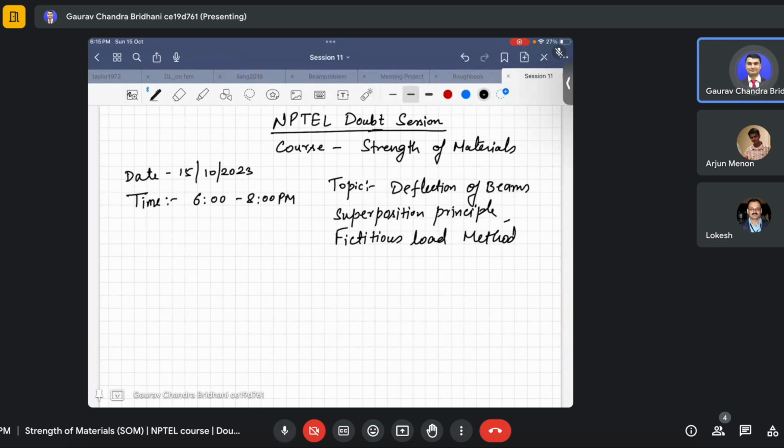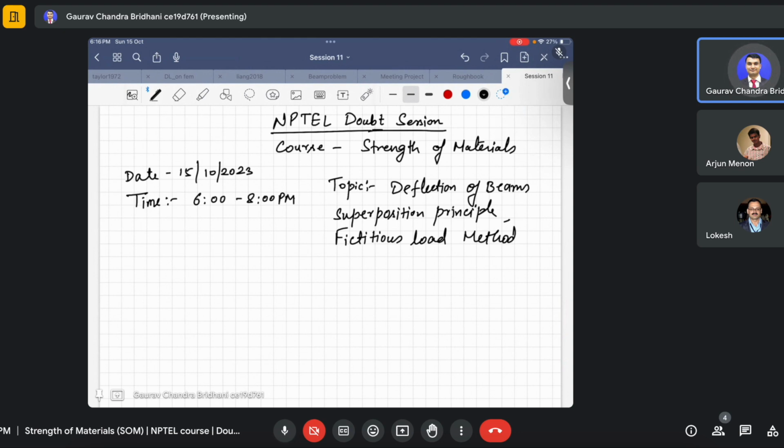Sometimes we define something called the displacement based method and something called the stress based method, and from them we go to the stiffness matrix and the inverse of the stiffness matrix. Those concepts come, and then we graduate to FEM, the finite element method. But that is very high level. In this we'll just discuss the deflection of beams using the superposition principle and fictitious load method.